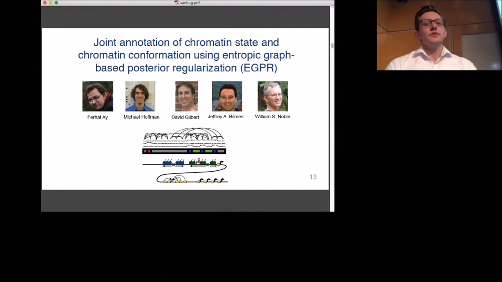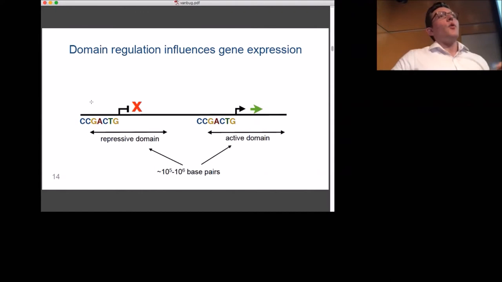We've known for a long time that what region of the genome a gene lives in influences its gene expression. You can take the same gene with the same promoter sequence and put it in one part of the genome and it'll be expressed, whereas you can put it in another part of the genome and it'll be repressed.